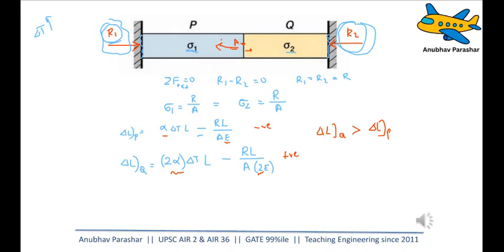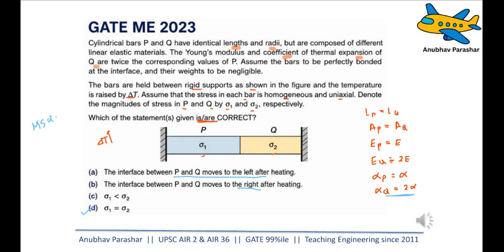If you calculate, if the values are given and you find out, then this is going to be negative. So now what it says is that this interface is going to move towards left after heating. So the correct answer is going to be A. So here two options are correct. Correct answers are A and D.